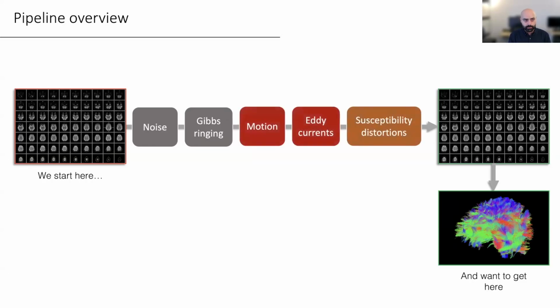Order matters in the pipeline. Order matters. If you have data that has not been touched yet, and it's really raw data from the scanner, you can apply the full pipeline. You can go from noise to Gibbs ringing to motion, eddy current, susceptibility. You can do some of those post-eddy corrections that we spoke about.